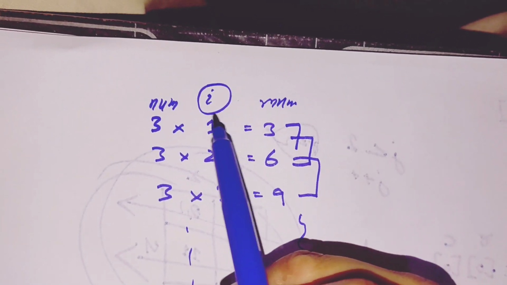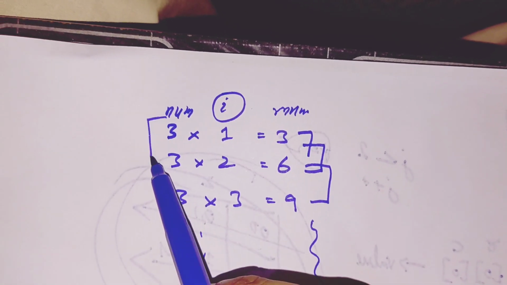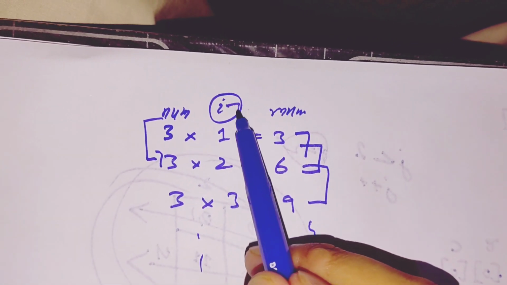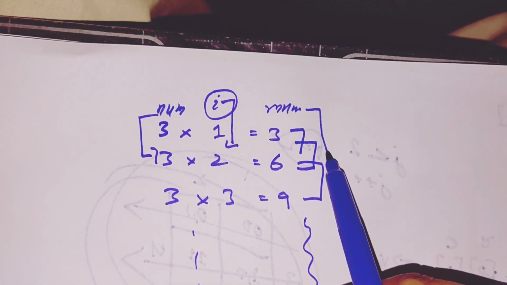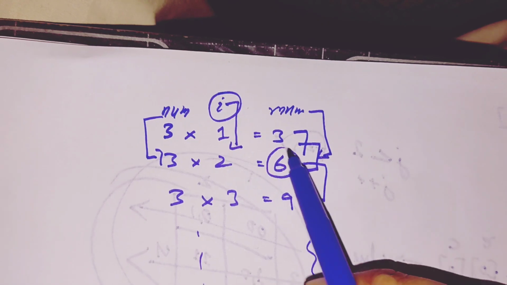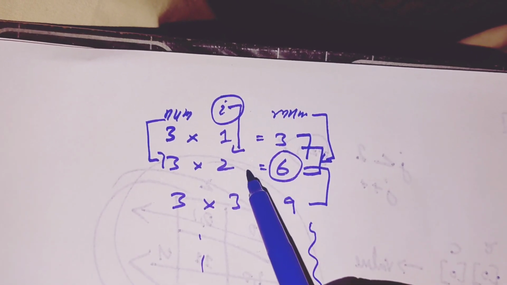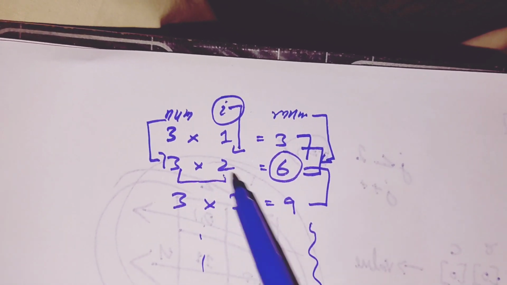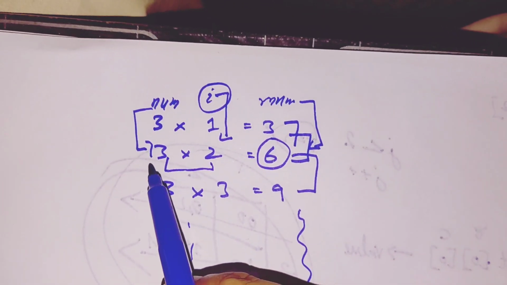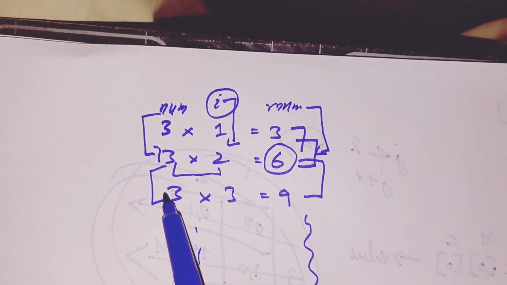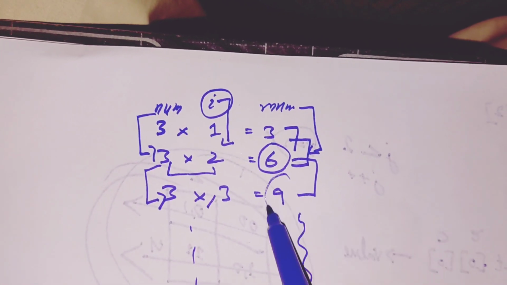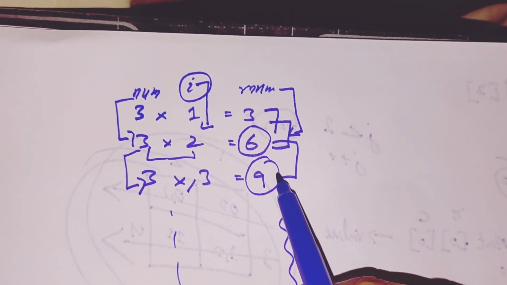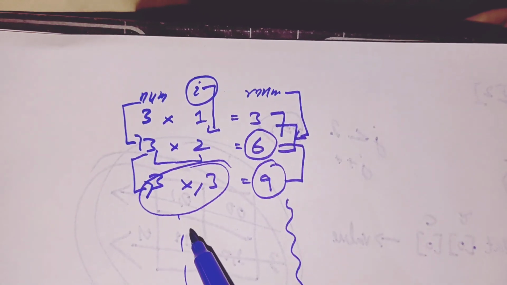Now, in the second iteration, the number is the same. The I has been incremented by 1. If we look at this result, this is 6, which is equal to the multiplication of these two. Then after that, we can see that this number is the same, this is incremented by 1, and this remains the result of these two multiplied.